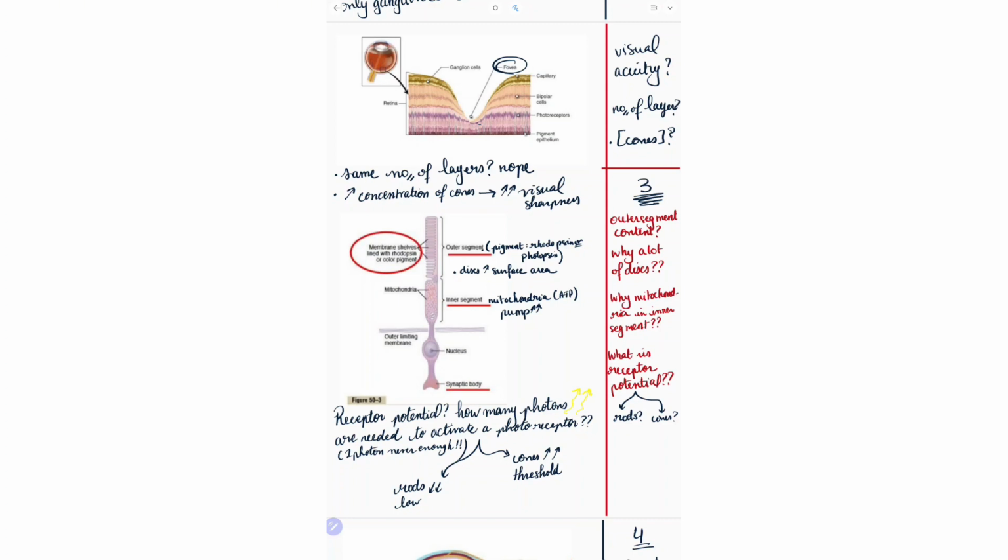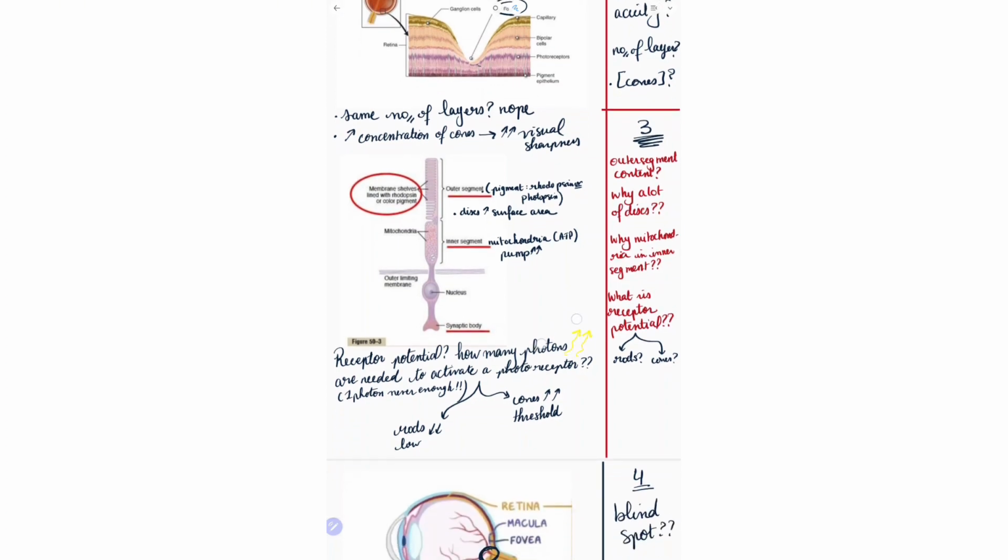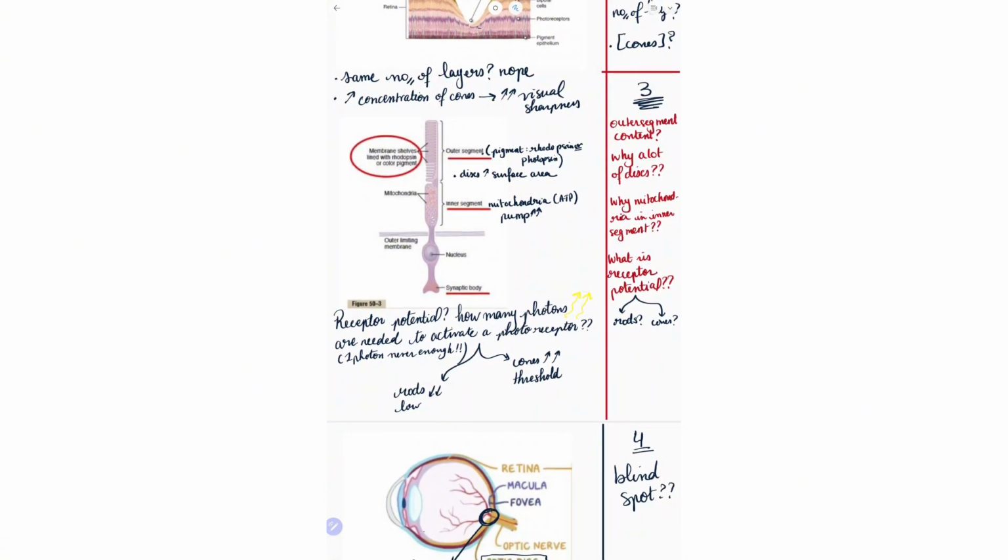So, does it have the same number of layers as the retina? Of course not. As you can see right here, these are like 6 or 8, and this is just 3, I think. And it's only cones. It has a lot of cones in this region, which makes sense because we want sharpness, right?